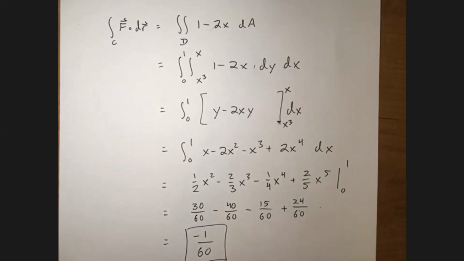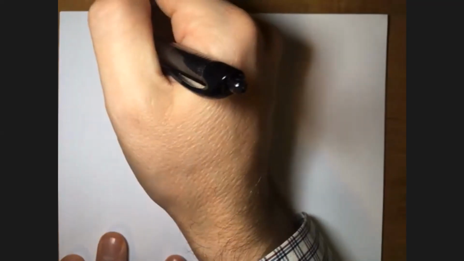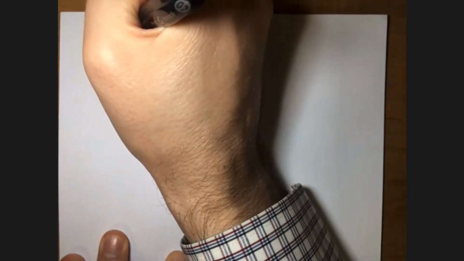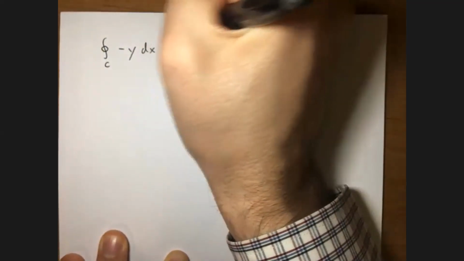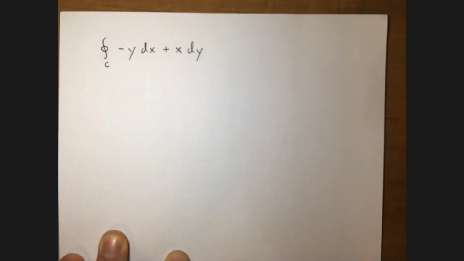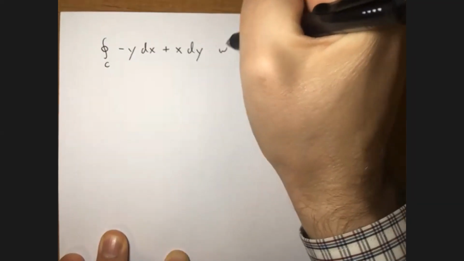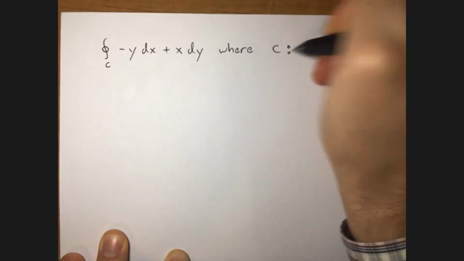Okay, so next up, we are going to do another one very similar to that one. And what do we got? I'm going to write it down in a slightly different notation, a notation that we haven't seen before. But I'll explain what this means. We're going to do an integral of minus y dx plus x dy, and we're integrating along a curve where C is this curve, all right?